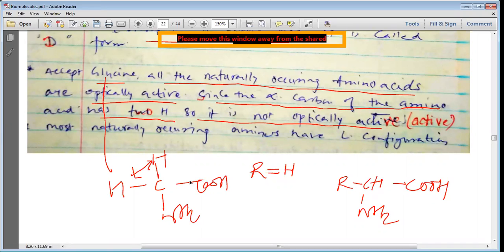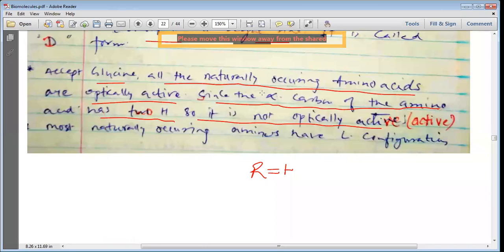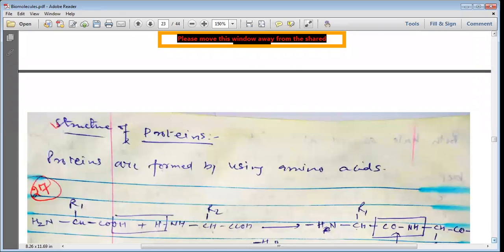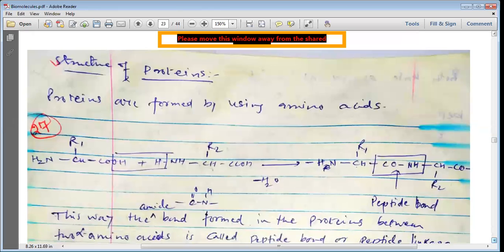All the other amino acids have this carbon as a chiral carbon, and due to the chirality, they show optical activity. Once again, I am repeating for you, my dear students, that except glycine, all the naturally occurring amino acids are optically active, and glycine is not optically active because there are 2 hydrogens present on the same carbon. Most naturally occurring amino acids have L configuration. Please remember that most of the amino acids that occur in nature have L configuration.